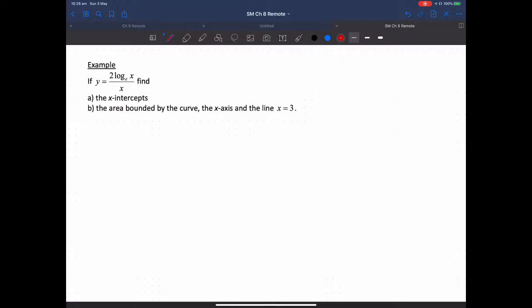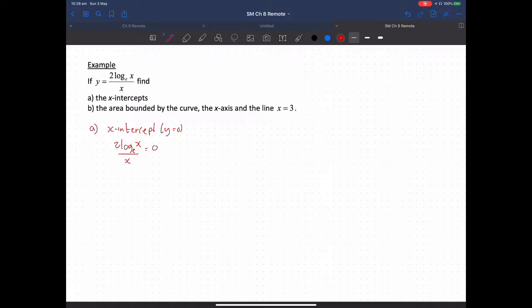In this question, we're looking at the function y equals 2 times log e of x, all divided by x. We're asked to find the x-intercepts, then we're asked to find an area. So firstly, to find the x-intercepts, we know for an x-intercept, the y value must be equal to 0. So that gives us 2 log e of x divided by x must equal 0.